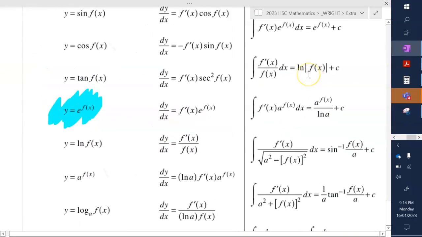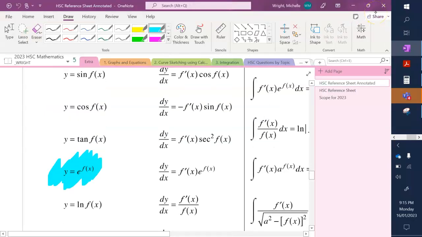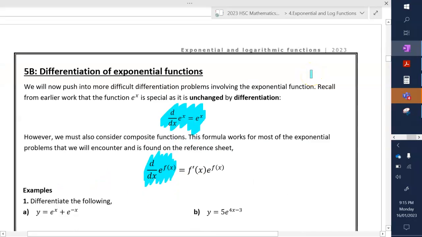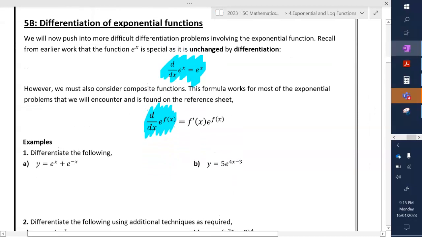Okay, our formula sheet shows us the fact that if we have a function e to the power of f of x, then our first derivative is going to be f dash of x, e to the f of x. So that's there to remind us. So that's a nice thing that we don't have to memorize. Okay, so let's jump back into our exponential functions and we'll see if we can have a go at some of the questions here. Okay, first of all, we want to differentiate the following.